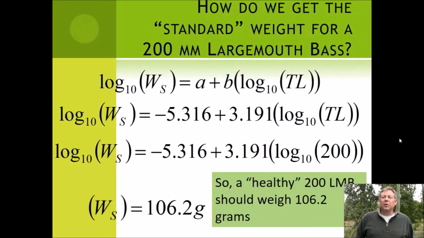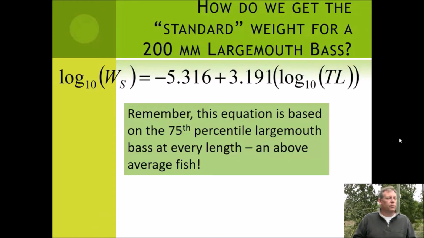And I solve for W sub S. And so that tells me that a 200 millimeter largemouth bass that is relatively healthy should be about 106.2 grams. And that is my standard, and that is your standard, and that is everybody's standard who works with largemouth bass. And that 106 grams for a 200 millimeter bass, again, is not the average size of a 200 millimeter bass. It's an above average, a relatively plump fish.